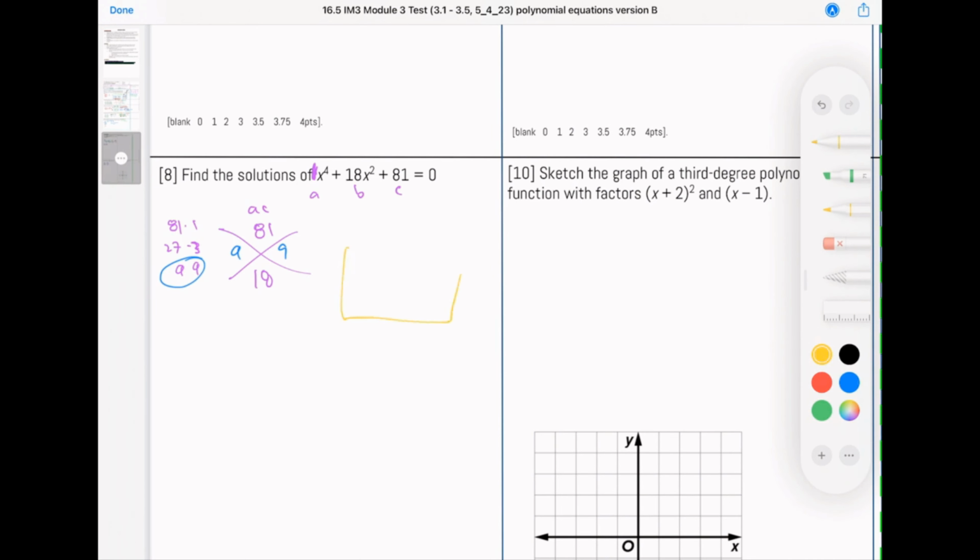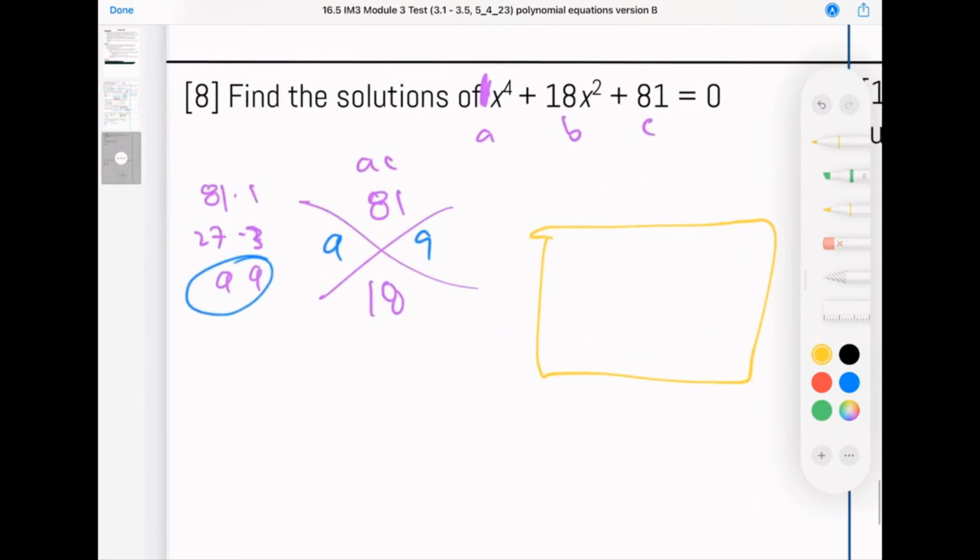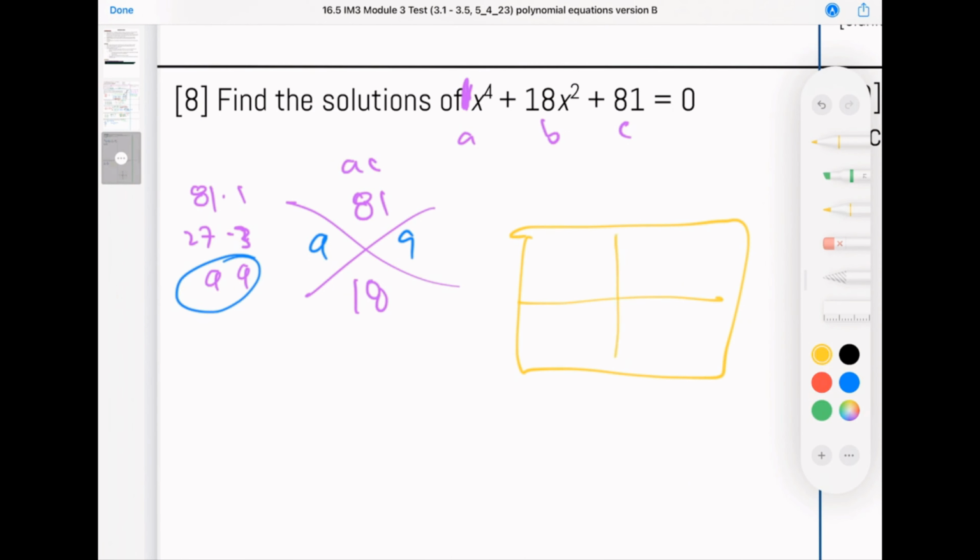Okay, so let me do the box. One x to the 4th goes here. 81 goes here. And 18x squared is split between these two, so that's why you should have an x squared there.